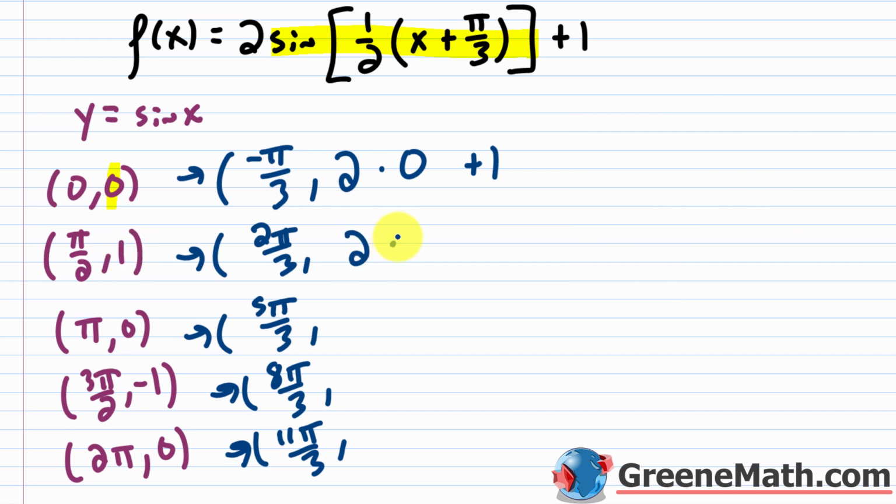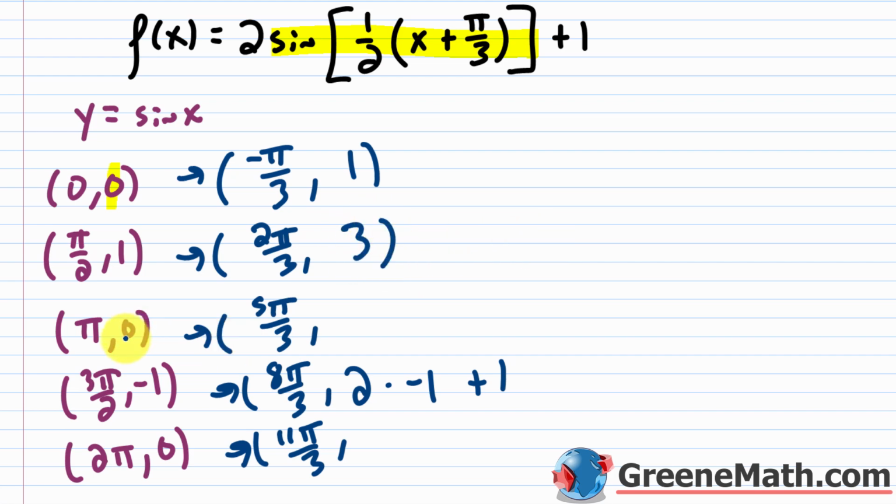So let's go 2 times 1 plus 1. This one is a duplicate, so we just need to do this one. So we're going to go 2 times negative 1 plus 1. So 2 times 0 is 0, plus 1 is 1. So this right here is 1. Then this one, 2 times 1 is 2, plus 1 is 3. So that is 3. Then this one, again, you could just copy from this one, so that's 1, and you could do that here, that's 1. 2 times negative 1 is negative 2, and then negative 2 plus 1 is negative 1. So this is negative 1.